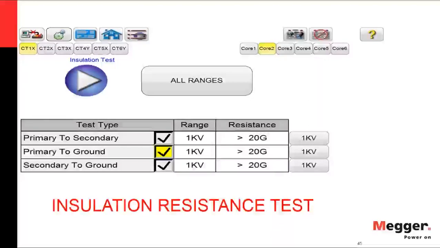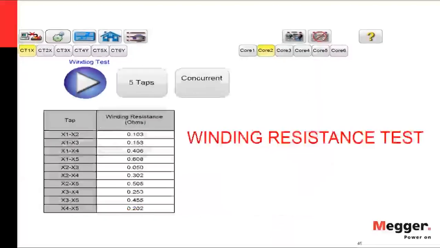Then, when you look into the winding resistance test, if you look at this example, when I look into X1, X2, and the value that I obtained for X2, X5, the sum of those two values corresponds to the total value between X1 and X5. And we understand that these are just resistances in series, so it's basically an addition of values.